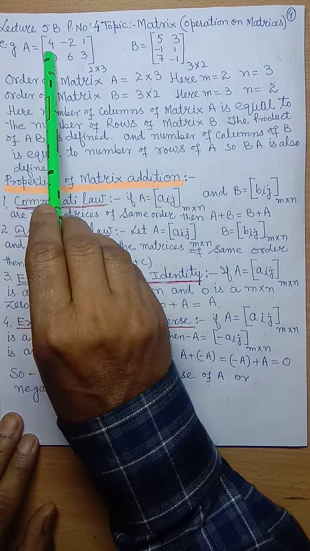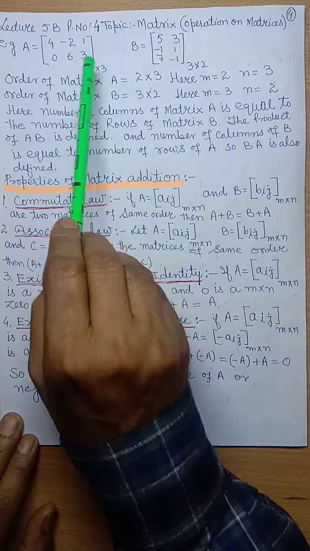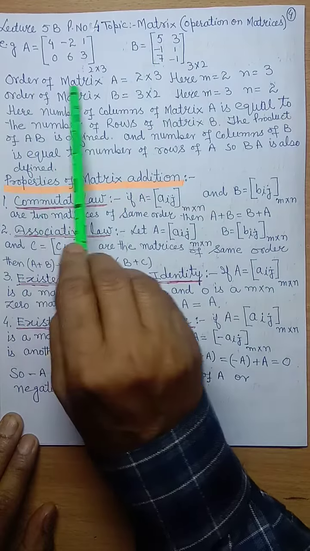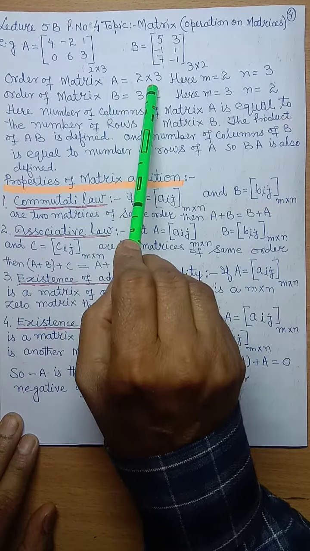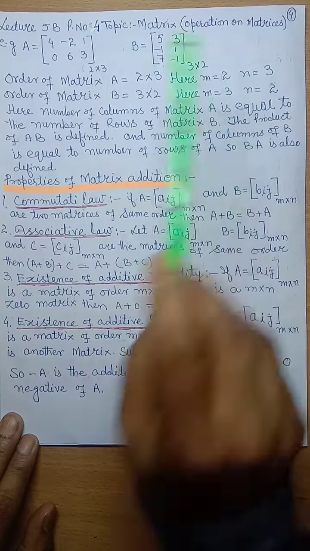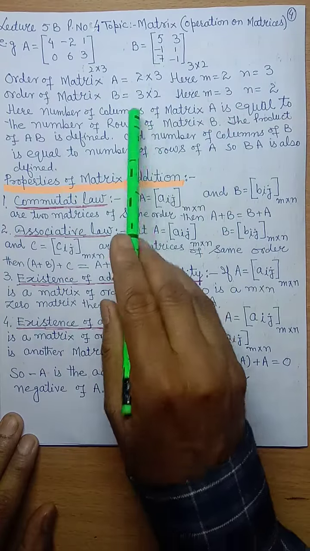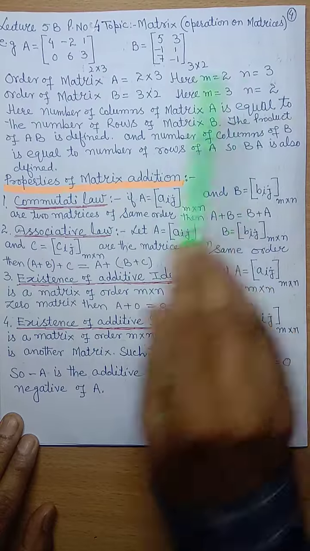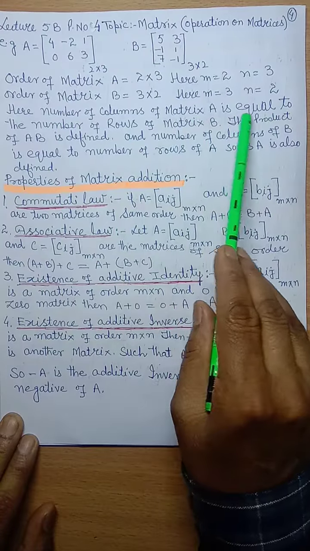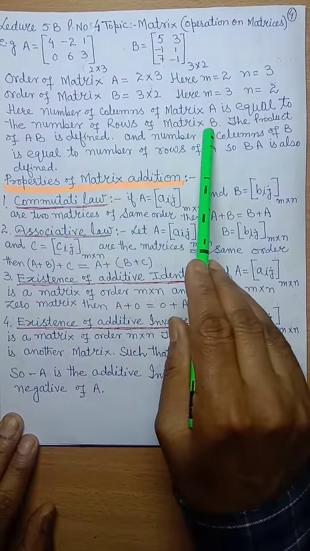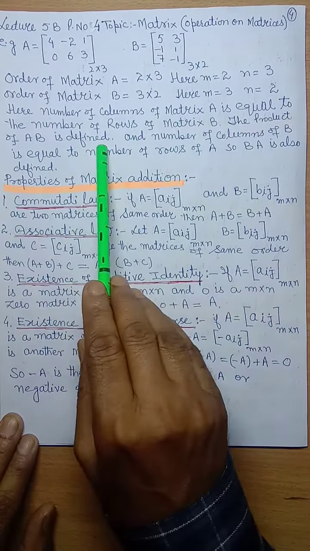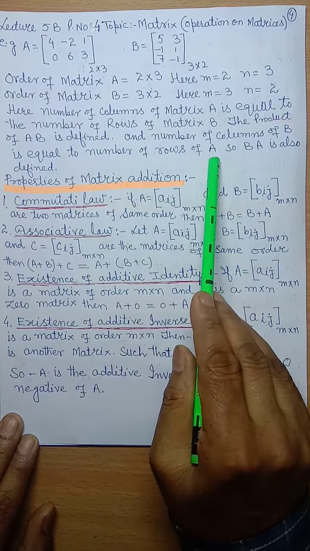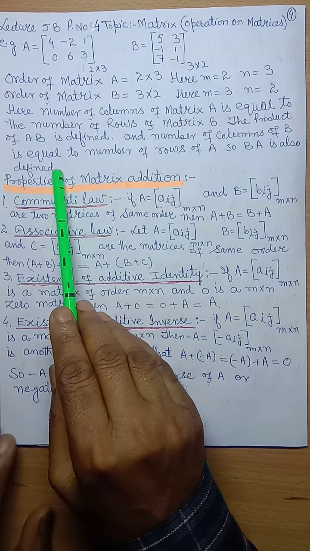For example, A is equal to 4, minus 2, 1, 0, 6, 3, B is equal to 5, 3, minus 1, 1, 7, minus 1. Order of matrix A is equal to 2 cross 3. Here m is equal to 2, n is equal to 3. Order of matrix B is equal to 3 cross 2. Here m is equal to 3, n is equal to 2. Here the number of columns of matrix A is equal to the number of rows of matrix B. The product AB is defined and number of columns of B is equal to number of rows of A. So BA is also defined.